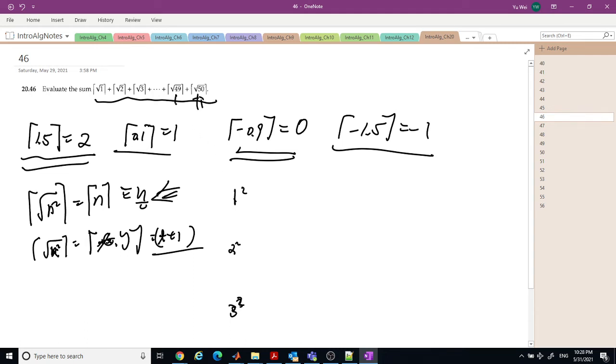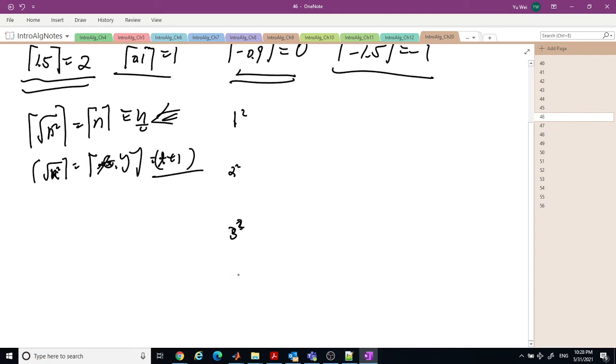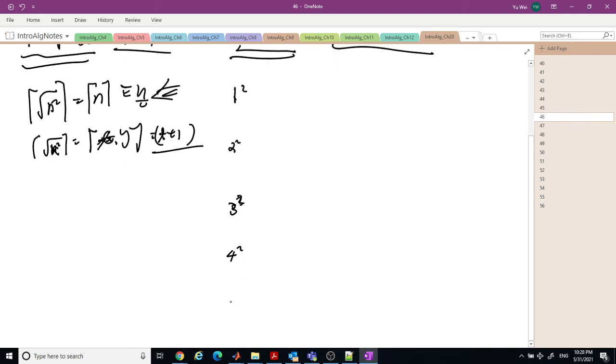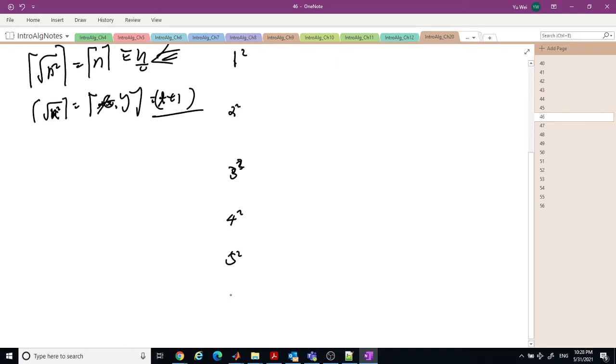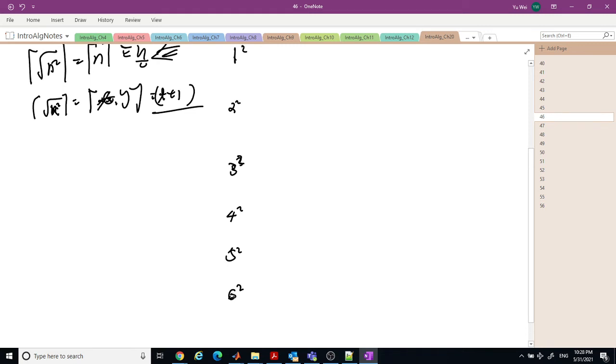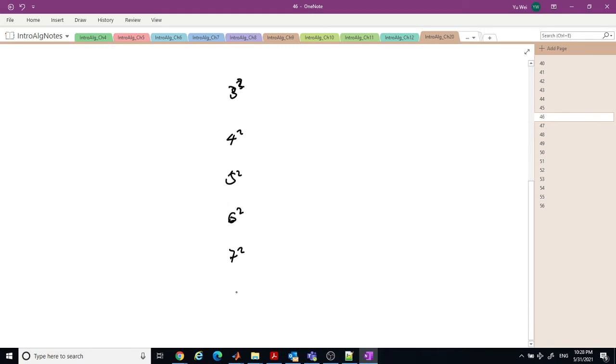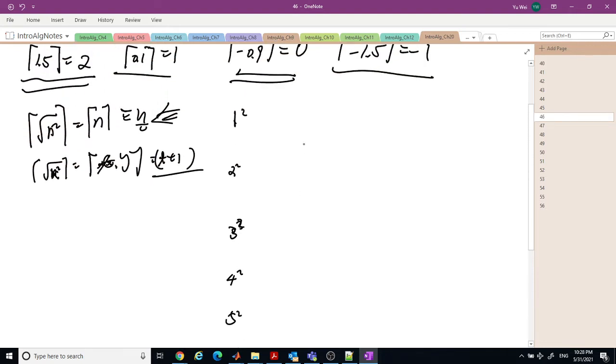So 49 is 7 squared, right? So let's list it: 4 squared, 5 squared, 6 squared, then 7 squared, then 50, right? 50 is 7 squared plus 1. Okay, 50 is the last one. Now let's count it.